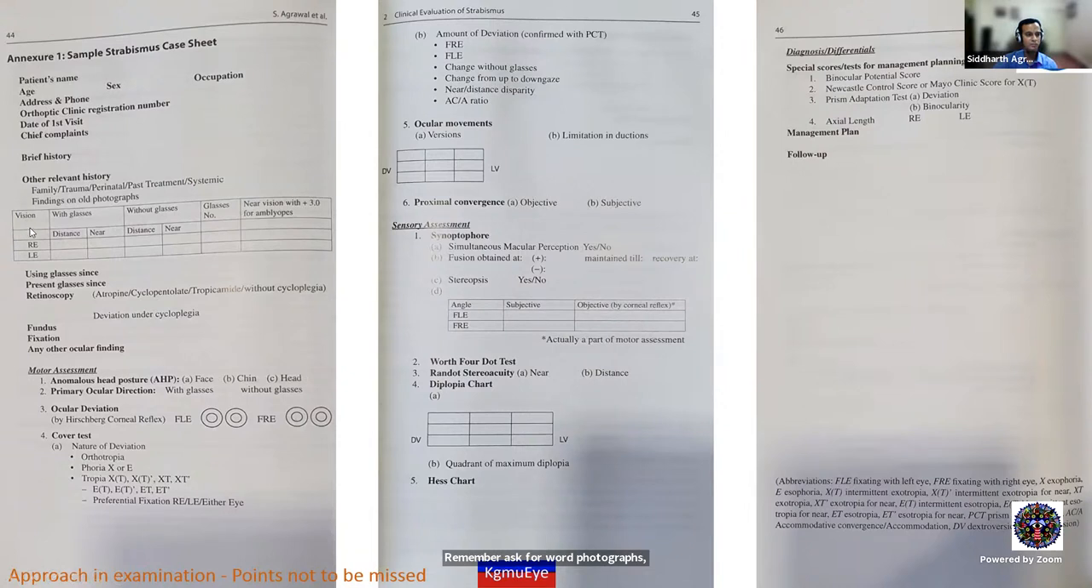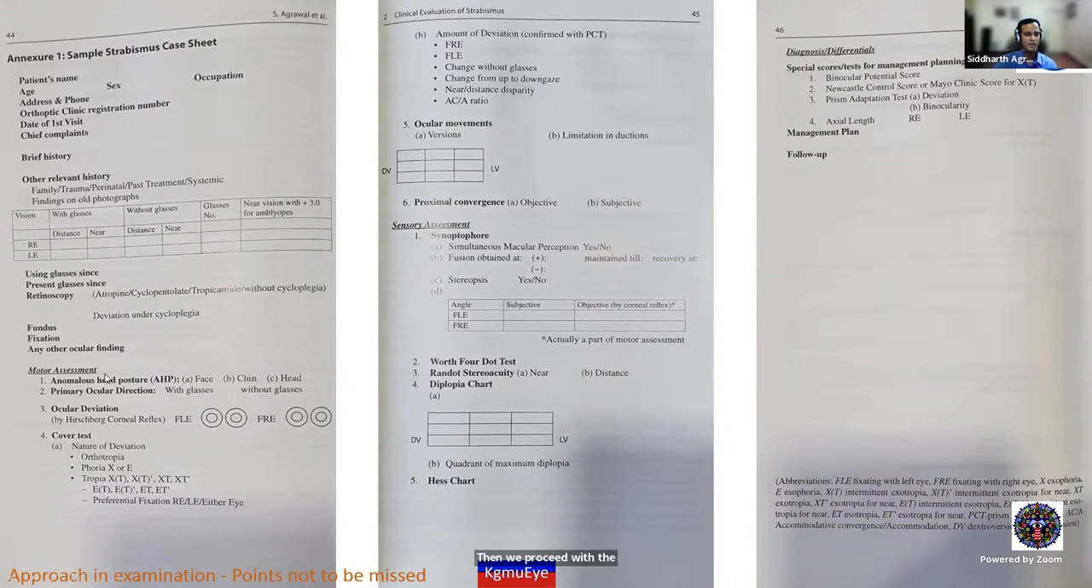Now, don't jump to doing a cover test the moment you get a strabismus case. Remember to take the vision, or at least ask for it if you have a very small child, and attempt to do a cycloplegic refraction. Sometimes in exams, you may not be expected to perform the entire cycloplegic refraction yourself, but you must ask for the findings of the refraction from the exam attendant. After you've documented the appropriate vision and have an idea of the refraction, then you proceed with the examination.